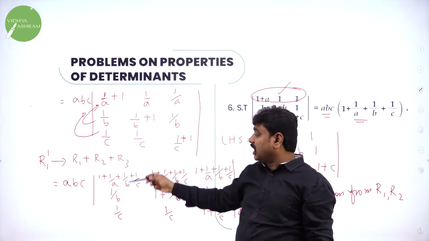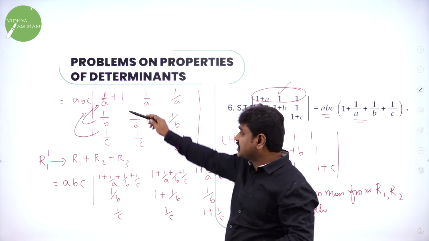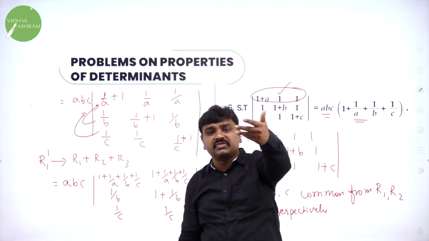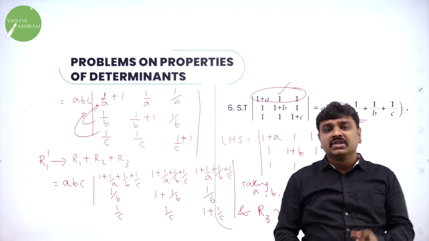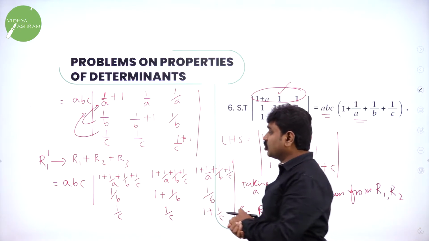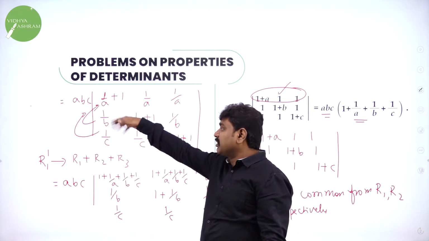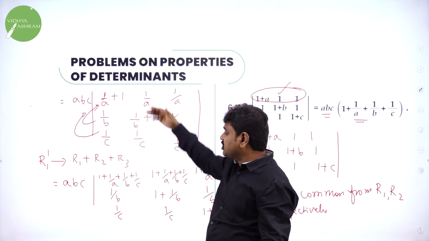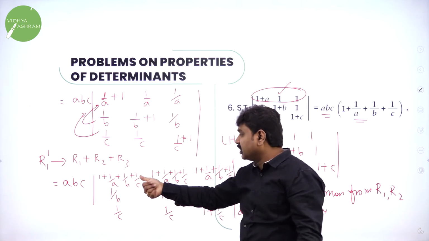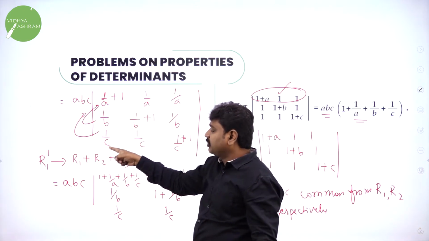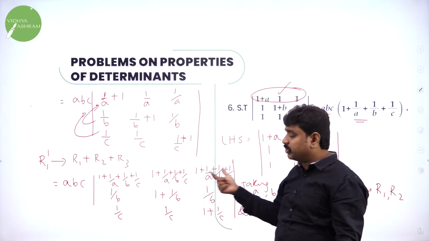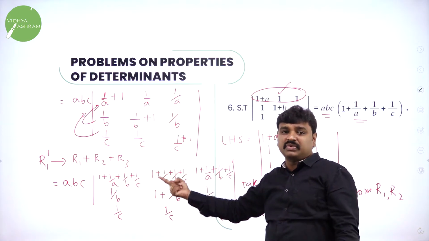Then we will add R1 plus R2 plus R3. For the first row, we will add the second row and third row. You know, equimultiples of any rows you can add to any row. So I have done R1 dash is R1 plus R2 plus R3. The new value of the first row is the sum of all three. So if you add the corresponding elements, what you will get? 1 plus 1 by A plus 1 by B plus 1 by C. Each element in the first row becomes 1 plus 1 by A plus 1 by B plus 1 by C.